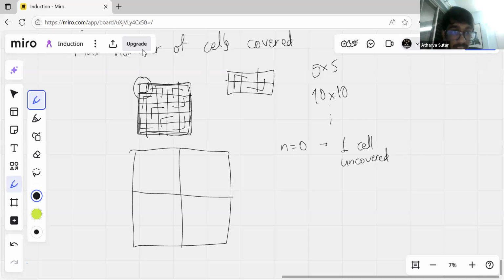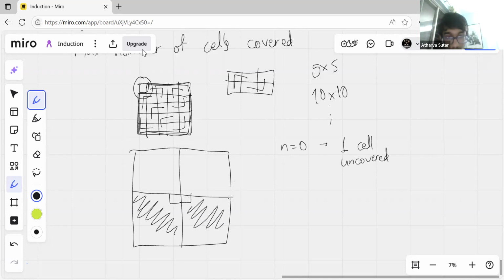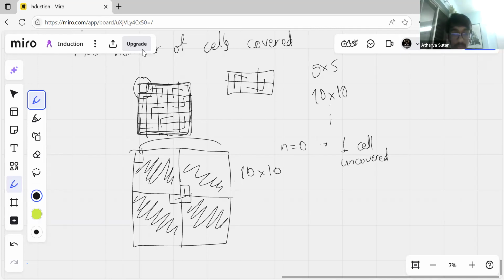And now you can basically tile this, but you can reflect it so that only this cell will be uncovered and all of these will be covered. Then similarly for this 5 by 5 grid, you can leave only this uncovered and all of these covered. And same for this one, you can leave this uncovered and the rest covered. And then for this top one, you can leave this uncovered and all the rest covered. And then you can put a tromino over here and you have a 10 by 10 grid with the corner cell uncovered. Do you guys get this?